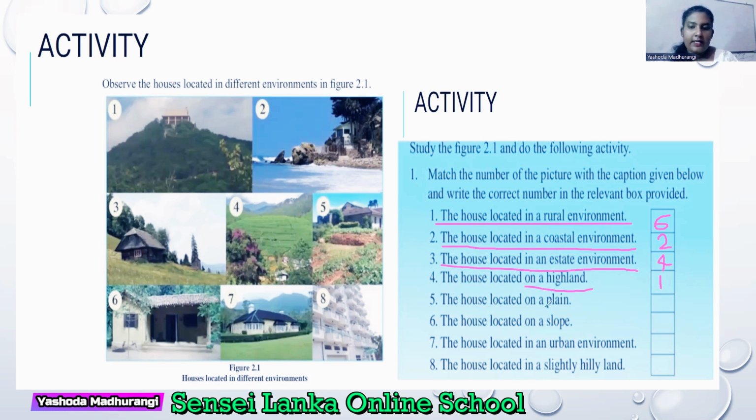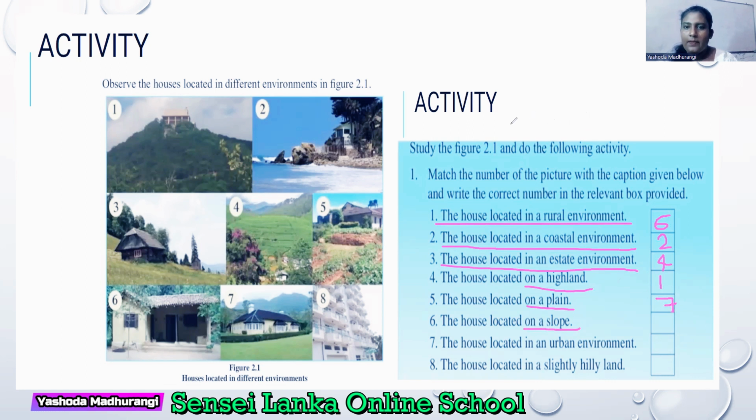The house located on a plain. What is a plain? Do you know? Plain means a flat land area. Flat land area. So what is the suitable picture? It is number 7. Then number 6.